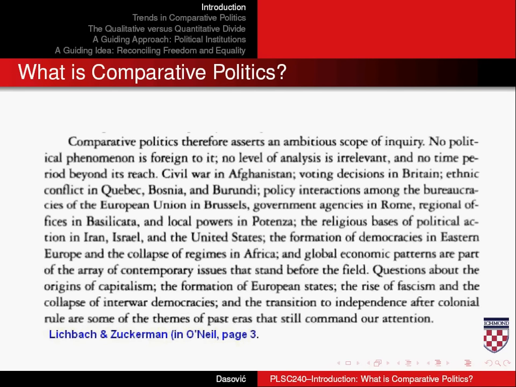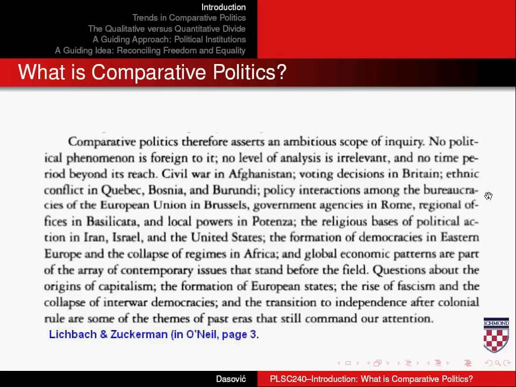Okay, so what is comparative politics? Well, this is an excerpt from the Lichbach and Zuckerman reading, in O'Neill and Rogowski, page 3. You notice civil war, voting, ethnic conflict, policy interactions among bureaucrats and government agencies in Rome, religious bases of political action in these countries, democracy formation. So as they say, questions about the origins of capitalism. Comparative politics, they say, therefore asserts an ambitious scope of inquiry. No political phenomenon is foreign to it, no level of analysis is irrelevant, and no time period is beyond its reach. So it's a vast area or scope of inquiry in comparative politics.